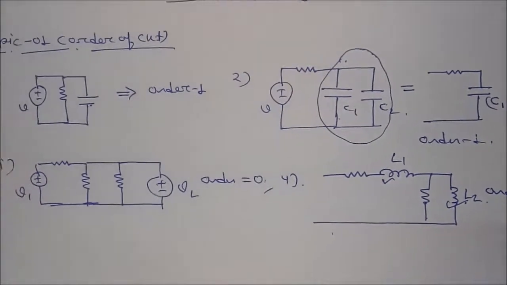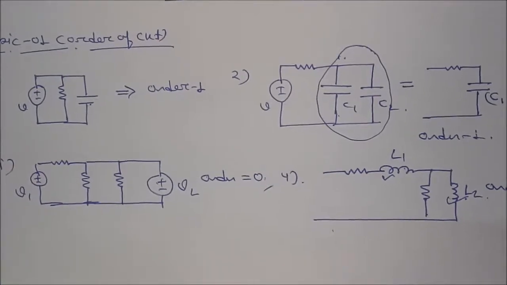So whenever a question is asked in transient analysis, first of all check the order of the circuit, because maximum problems will be based on the first order circuit, and whatever I am going to discuss today is based on first order circuits. If the order increases, then we will perform a different analysis, and we will discuss all those things in the upcoming lectures.